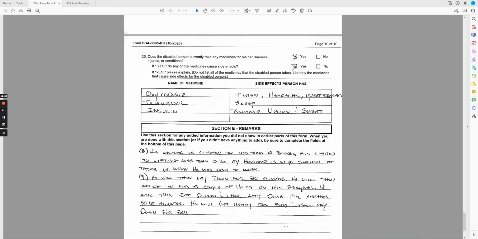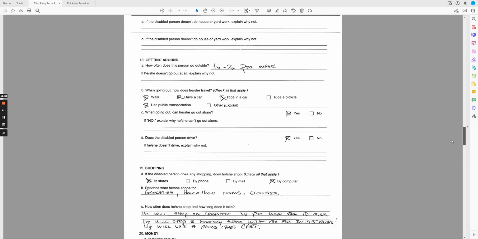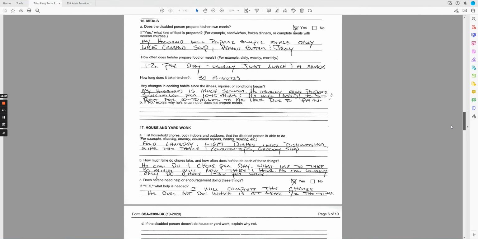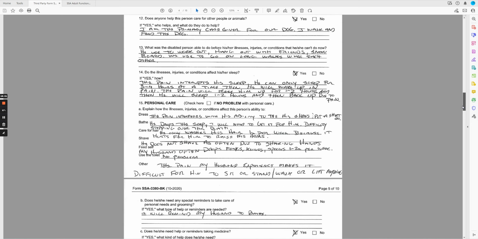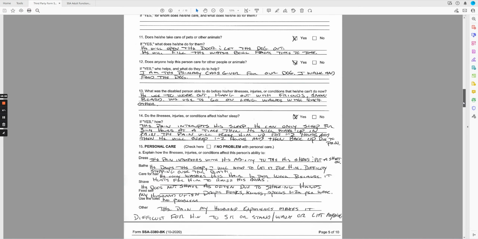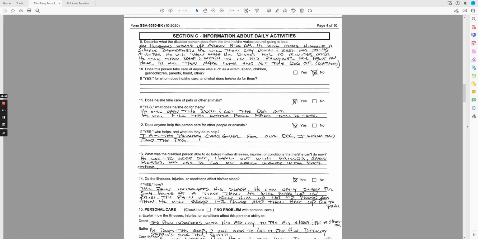So again, being specific, you have to realize what they're trying to do is make this decision: can this person work and sustain full-time employment? And why do they care about the person's typical day? Describe what the disabled person does from the time he or she wakes up until going to bed. Why do they care? Because they want to make sure that the way the person lives their life is consistent with all the reasons they say they can't work.